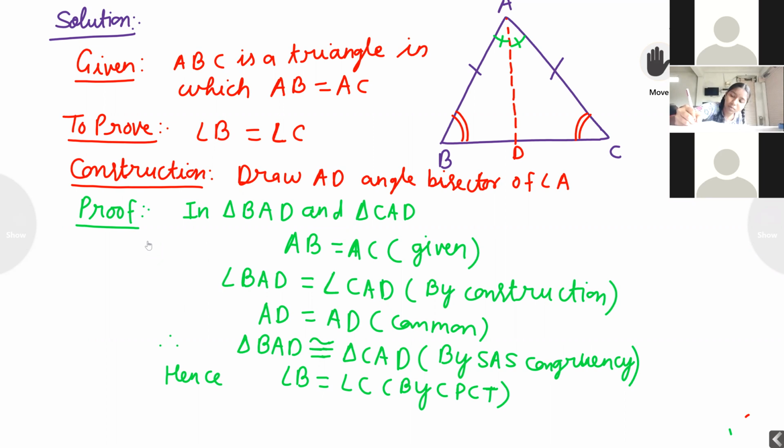Students, all these theorems are very, very famous theorems. In the exam, they will directly ask, prove this theorem. They will ask a 3 marks question in the examination. Next, theorem 3. Note down, theorem 3.